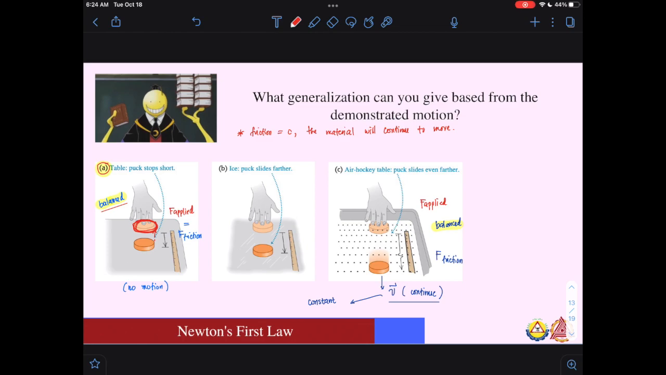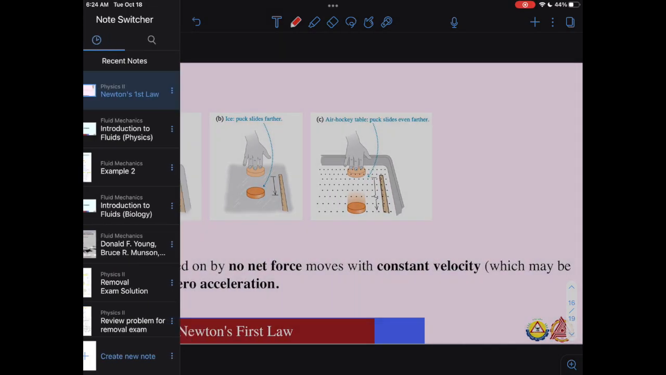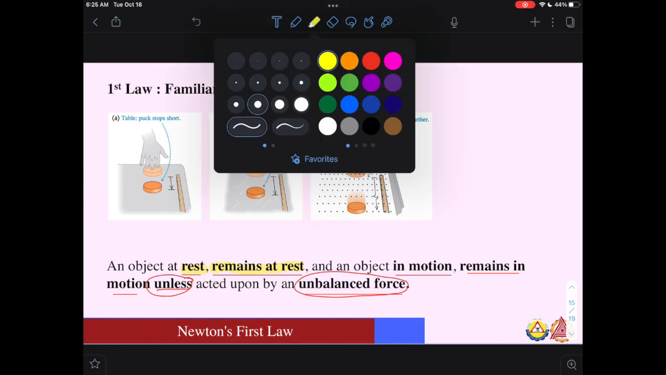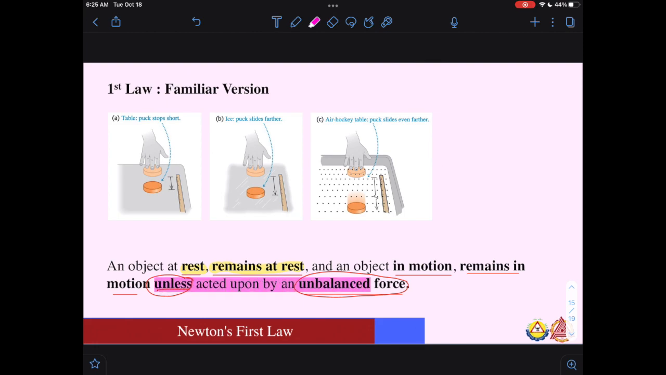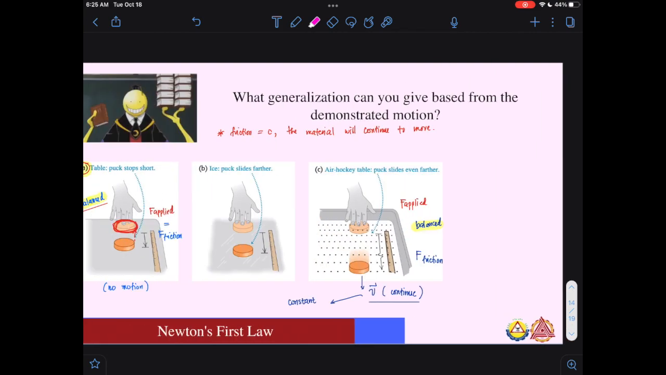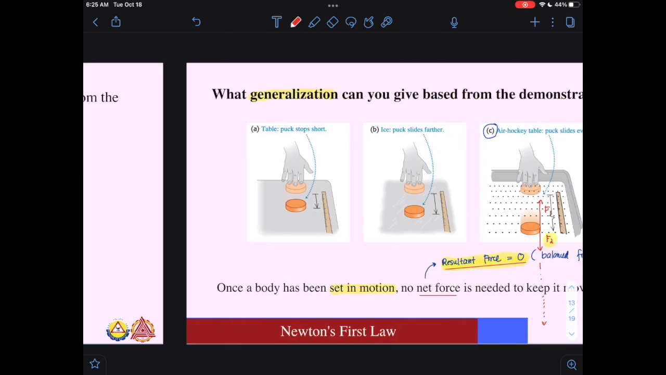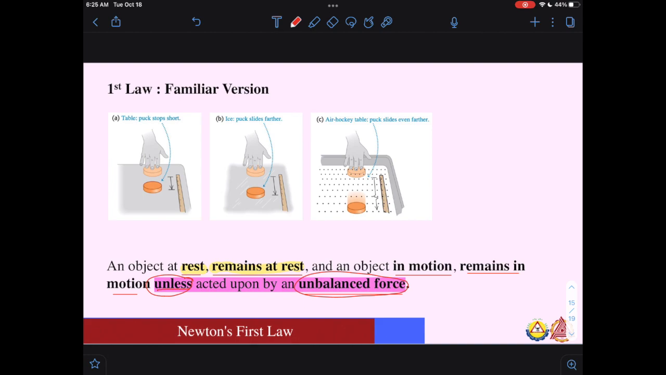First lang ta nga statement: an object at rest remains at rest, unless acted upon by an unbalanced force. Maunang case imong A nga since the forces are balanced, it will remain stationary. Kaya giingon sa law, unless acted upon by an unbalanced force. So, ani nga case, rest padayon na siya rest. Okay? So, I'm hoping the first statement there, an object at rest remains at rest unless acted upon by an unbalanced force, is already clear sa inyo.